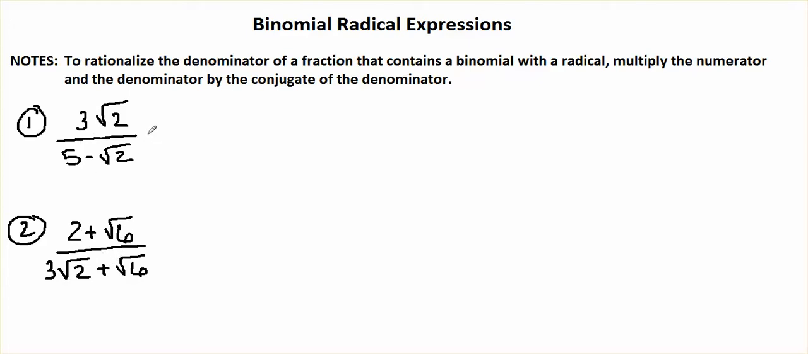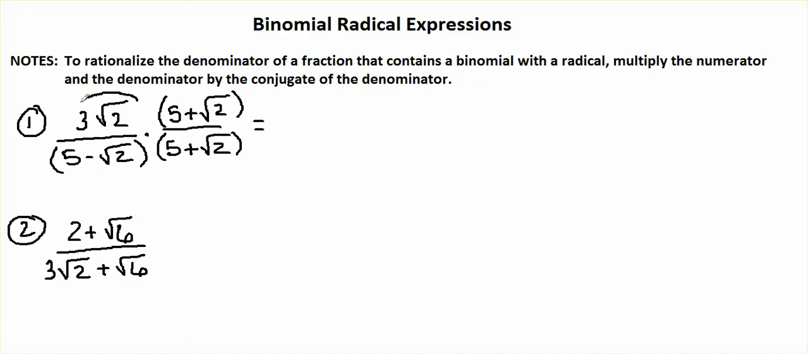So let's create our conjugate. Our conjugate is going to be 5 plus radical 2 over 5 plus radical 2. All right, so how do we go ahead and multiply this? Well, I'm going to put parentheses around this. As soon as I have two terms, I always put parentheses around so I don't get my terms mixed up. I'm going to take this and I'm going to distribute it across both terms here.